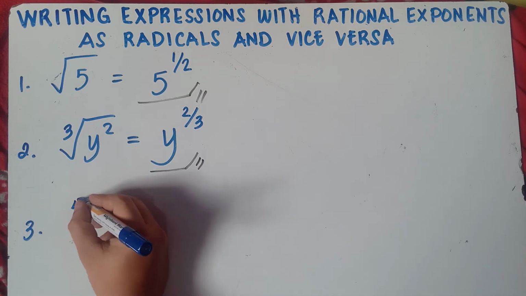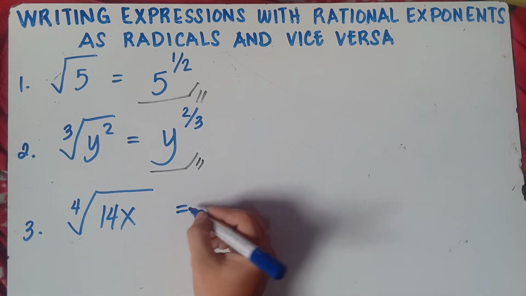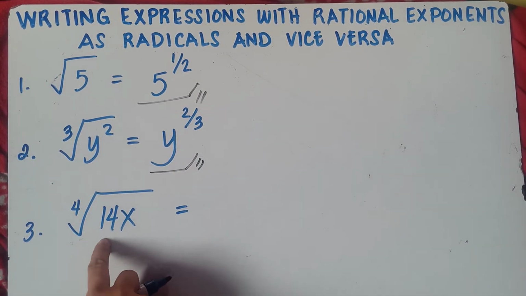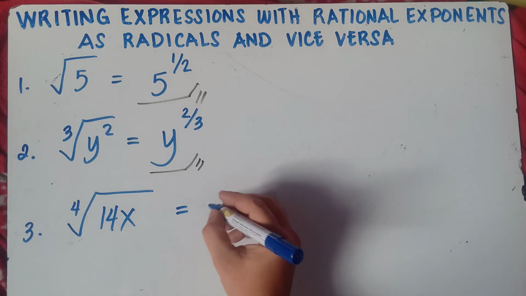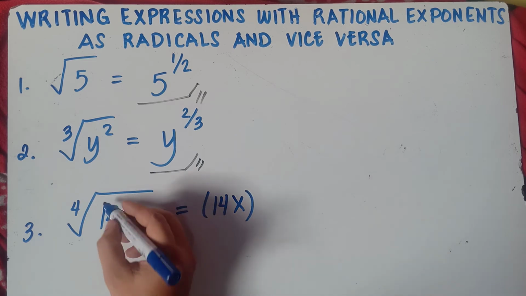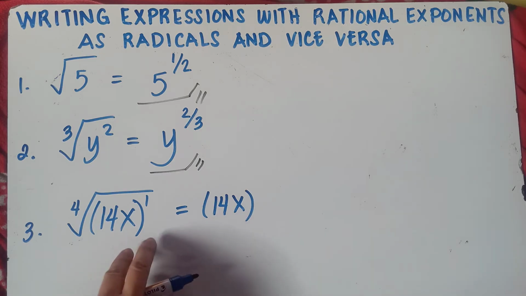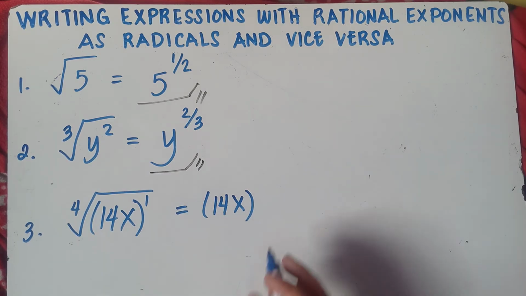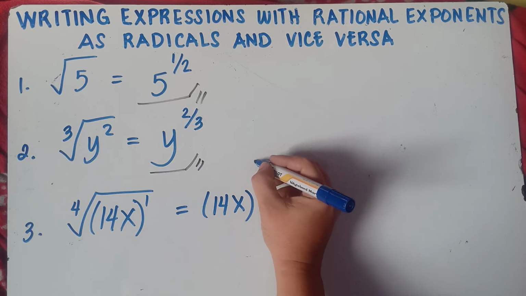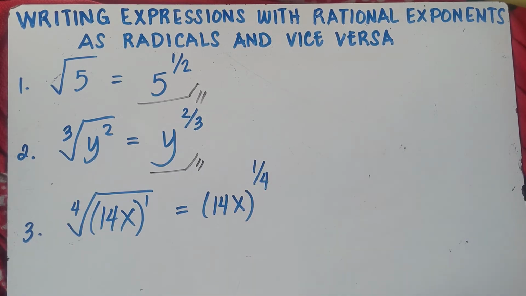Let's try number 3. What if you have the 4th root of 14x? Once again, as a whole, you copy this one. So you put a quantity, that would be 14x, because we can make this into a whole and the exponent is 1. So 1 will be the numerator and this 4 will be the denominator. That's it, class. 14x raised to the power of 1/4.